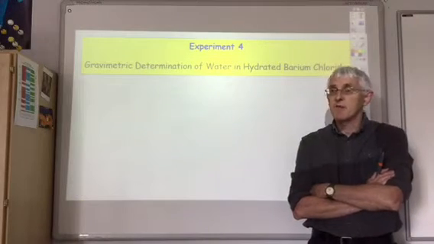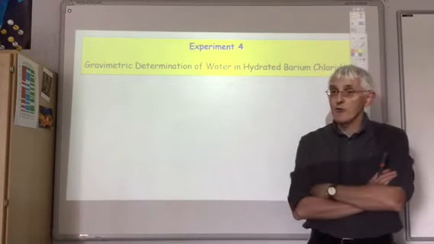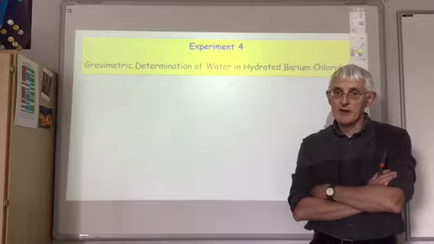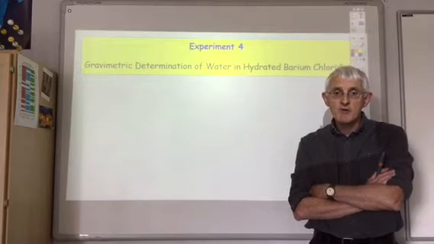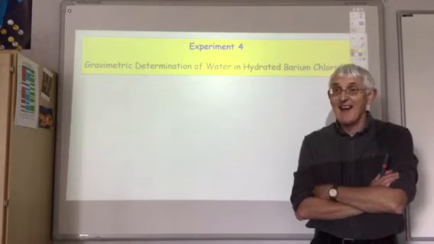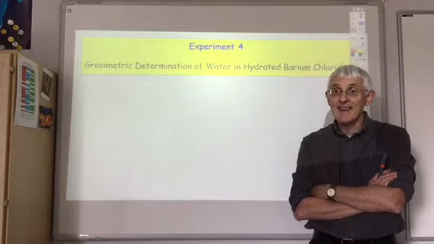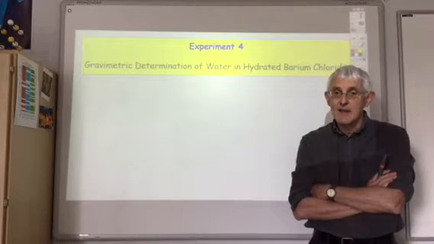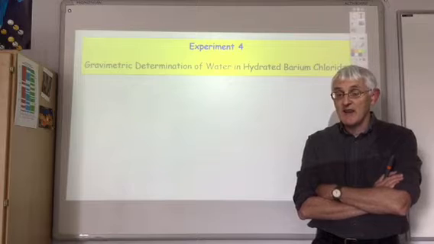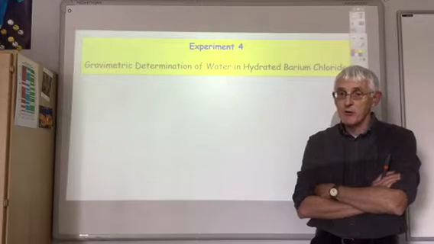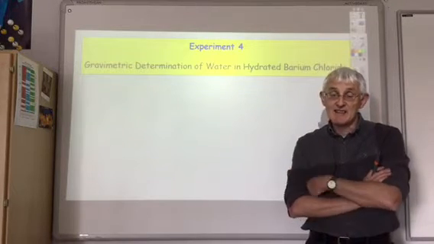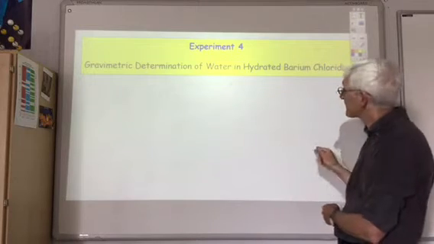The title of experiment 4 is the Gravimetric Determination of Water in Hydrated Barium Chloride. Now, most salts exist in either a hydrated or an anhydrous state. The salt you're going to be looking at in this experiment is barium chloride, and it can exist in either of these states.